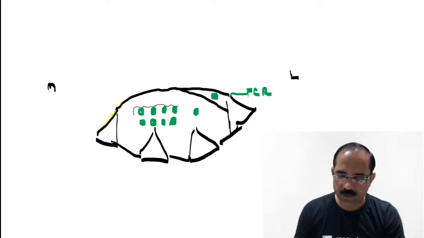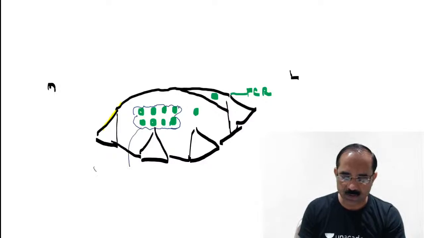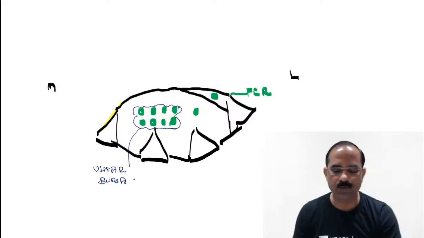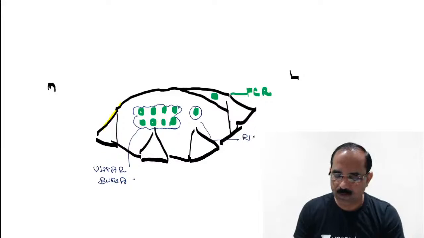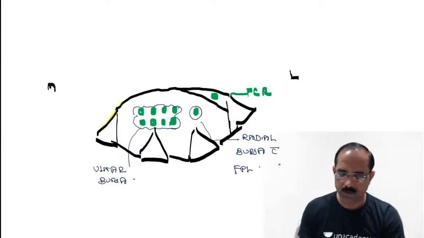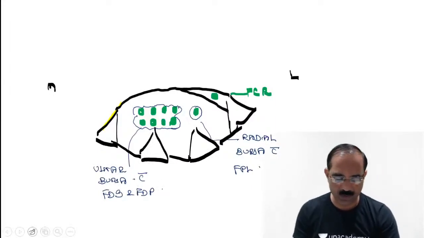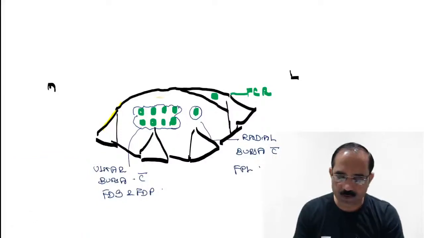The four tendons of superficialis and the four tendons of profundus are put in a synovial sheath. What is this synovial sheath known as? The ulnar bursa. And this tendon is put in a synovial sheath known as the radial bursa. Students, be clear: radial bursa with flexor pollicis longus, ulnar bursa with flexor digitorum superficialis and profundus. Now tell me, what is this nerve here? That's the median nerve.